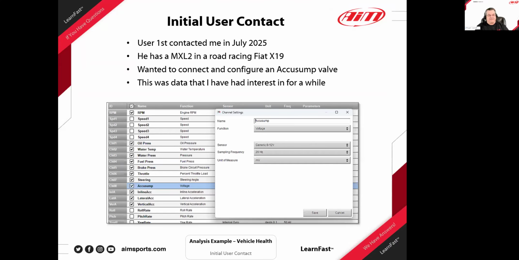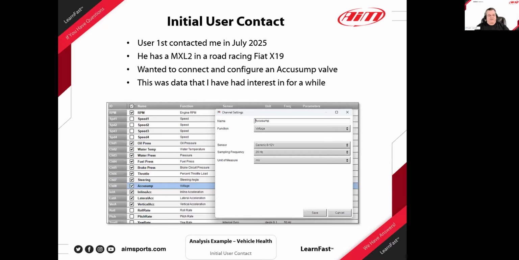I get a lot of emails, and so I was sitting around back in July, and the initial user contact for this came in as an email. The fellow told me that he had an MXL2, was road racing a Fiat X19, and he wanted to connect and configure an AccuSump system, an oil system. He wanted to actually connect the valve that recorded when the AccuSump was active, and immediately that got me thinking.